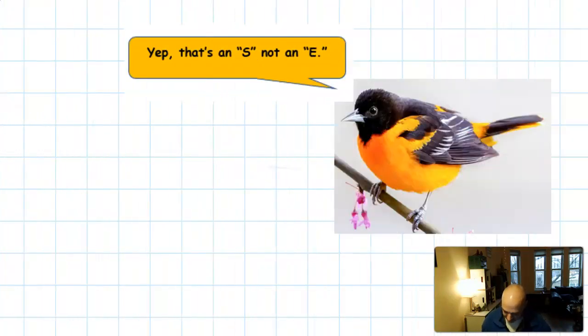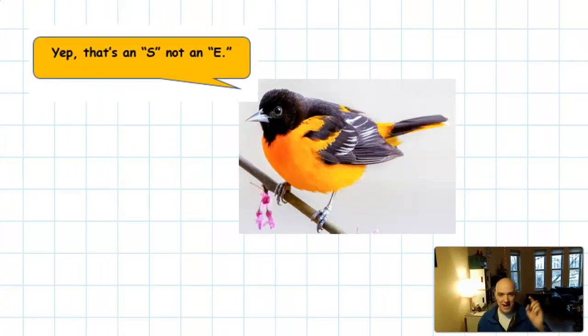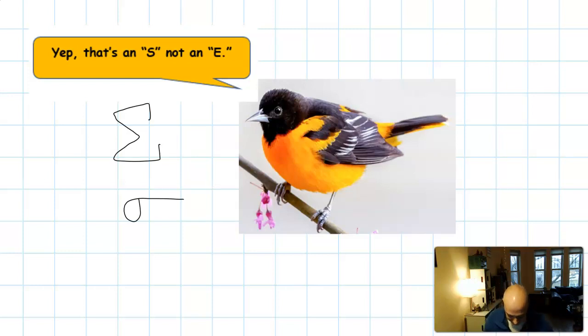Here's our friend the factorial, reminding us that that thing that looks like an E, it's not an E, it's an S. Capital Greek letter sigma looks like this. Lowercase Greek letter sigma looks something like that. That stands for standard deviation. Neither of them are the letter E.